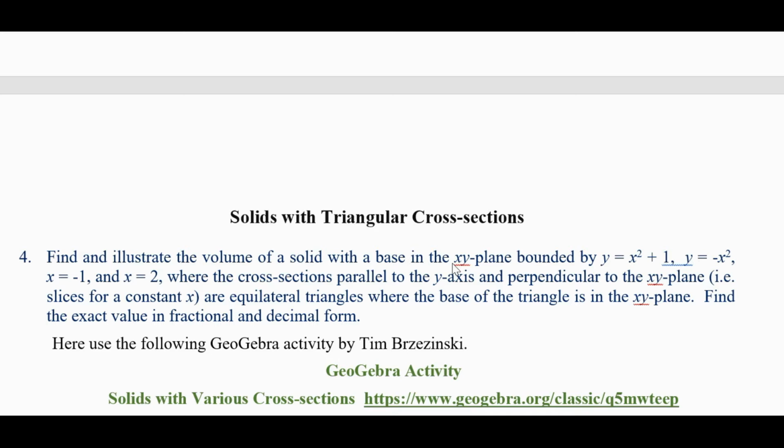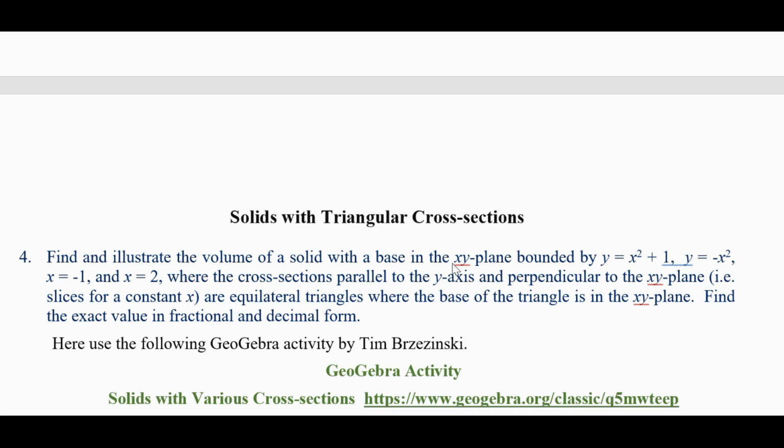Find and illustrate the volume of a solid with a base in the xy plane bounded by y equals x squared plus 1, y equals the opposite of x squared, x equals -1, and x equals 2, where the cross sections parallel to the y-axis and perpendicular to the xy plane, in other words, slices for a constant x or parallel to the yz plane, are equilateral triangles where the base of the triangle is in the xy plane. Find the exact value in fractional and decimal form.